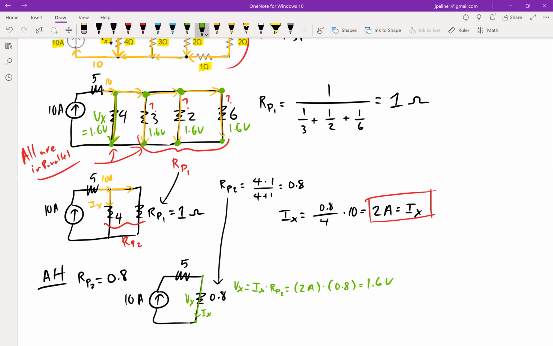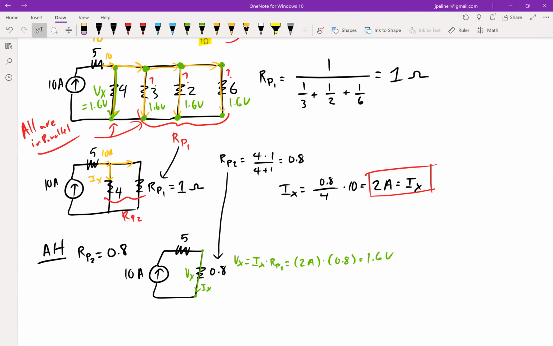So now you can really find any value you want just by doing I is equal to 1.6 over the resistance. This is for any current.